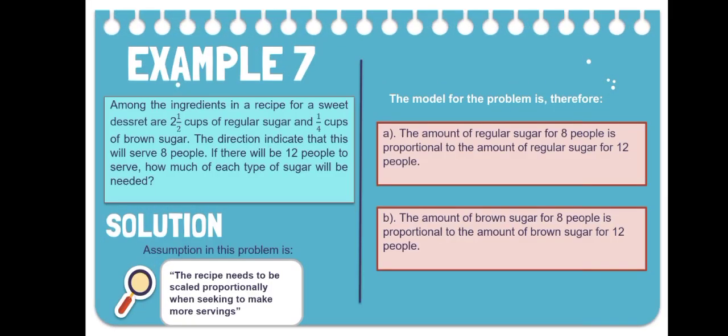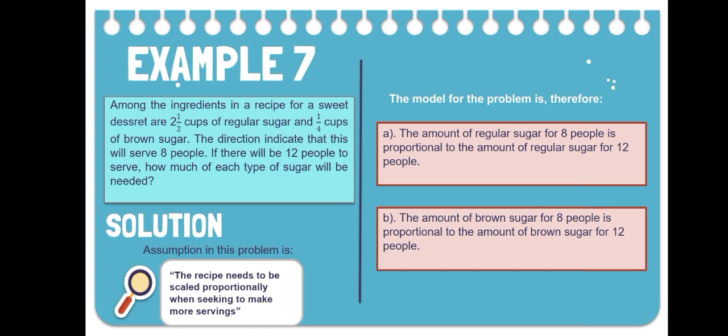Next, example number 7. Among the ingredients in a recipe for a sweet dessert are 2.5 cups of regular sugar and 1/4 cups of brown sugar. The directions indicate that this will serve 8 people. So the question is, if there will be 12 people to serve, how much of each type of sugar will be needed? In this problem, I have an assumption: the recipe needs to be scaled proportionally when seeking to make more servings.